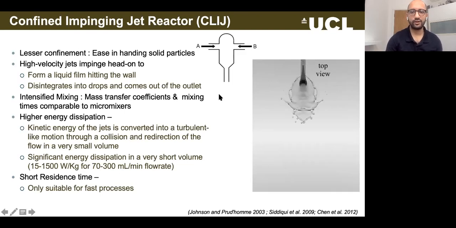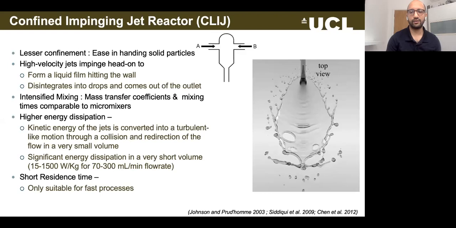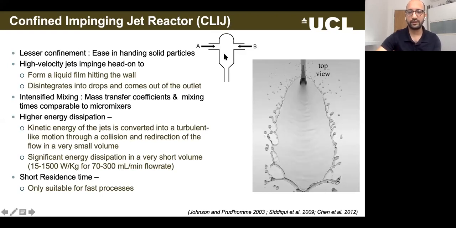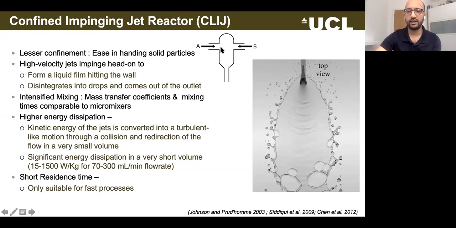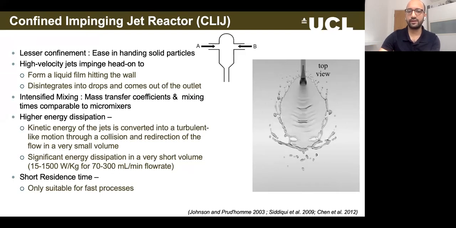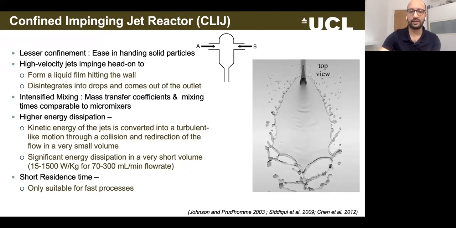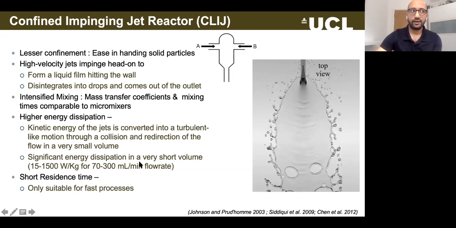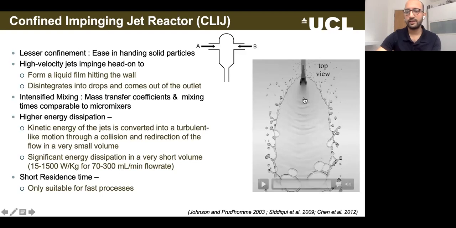In this reactor, basically two different liquid jets come together and impinge. This is a typical impinging jet reactor, where from this side one stream comes and from this side another stream comes. And here they impinge to form this kind of liquid sheets. Due to the formation of these liquid sheets, there is intensified mixing in the sheets. And due to this mixing, the mass transfer is quite good in this type of reactor. But one problem with this kind of reactor is that the sheet forms for only a few seconds, so it can be used only for fast processes as the residence time is very short.